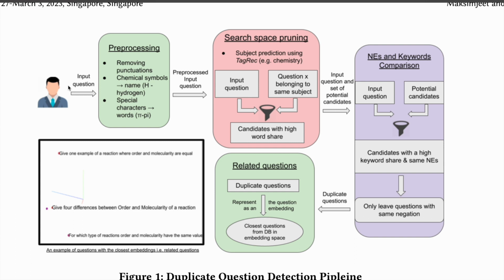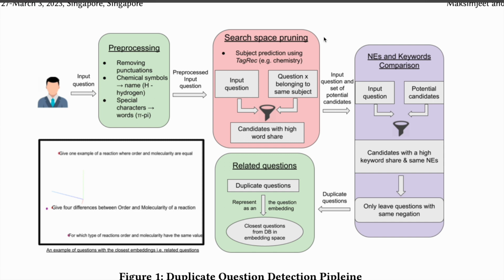Once we have pruned the search space, the next part is to extract keywords and named entities from the input question. Again, all the questions in the database have their keywords and named entities extracted. So once we have also extracted these entities for the input question, we can compare the overlap between the keywords of the input question and the keywords of all the questions in the database. For all the questions that have an overlap larger than a certain threshold, we still keep them in the search space. The rest of the questions are dropped.